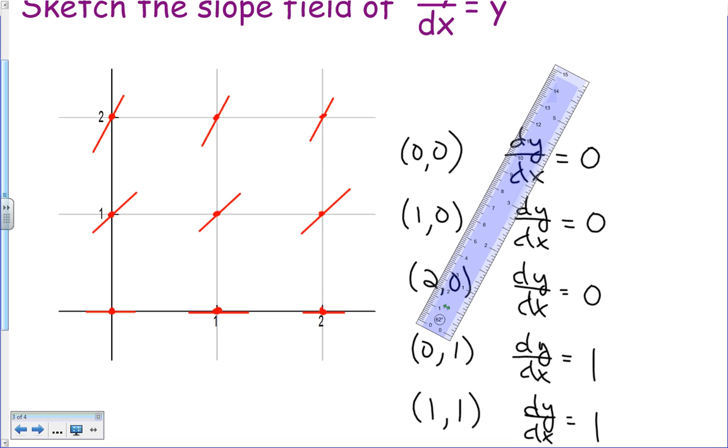And that right there is our slope field. So there's our first slope field there. You construct it by just simply plugging points into your differential equation, and that tells you the slope at that particular point, and then plot a line with that slope.